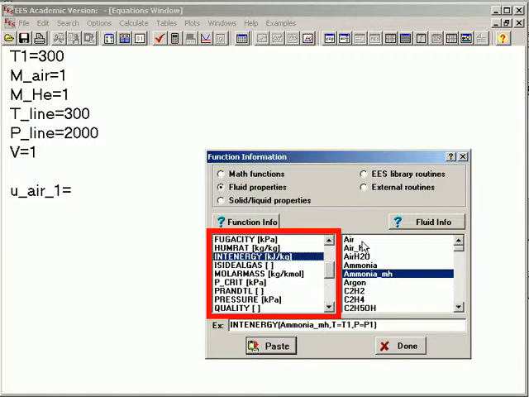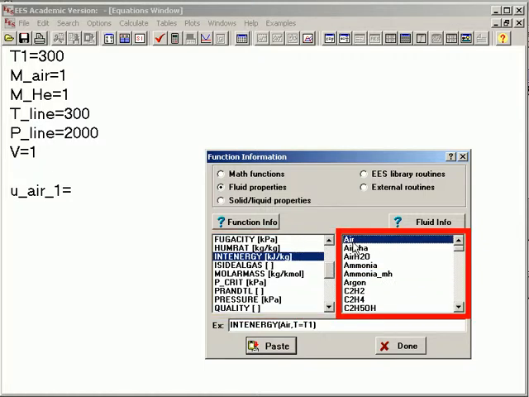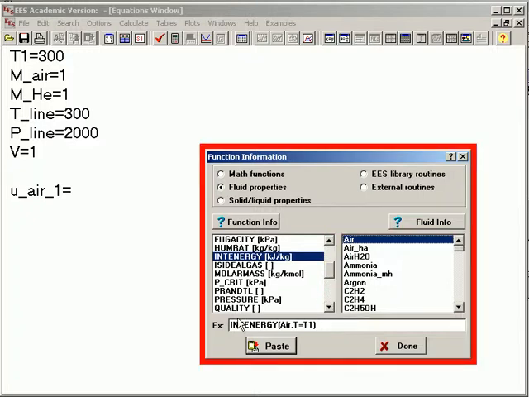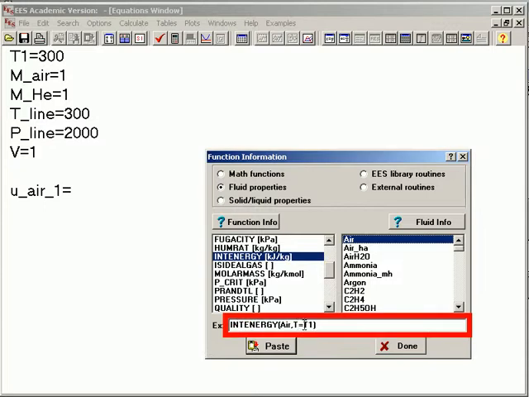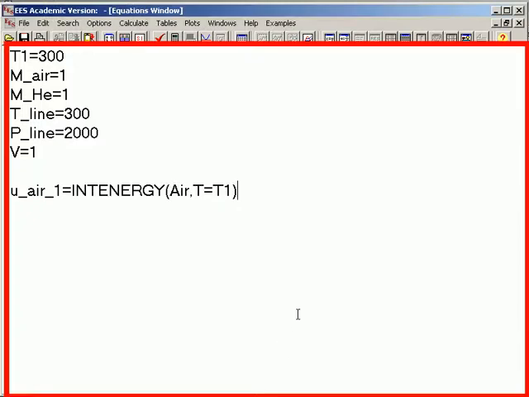That's the function call. The fluid that we're interested in, in this case, is air. And we see then that the function call to give us the internal energy is IntEnergy of air, T equals some temperature T1 here. So if we go ahead and paste that, we're all set. The nice thing, just coincidentally, is that my initial temperature was T1. So indeed, we're going to look up the internal energy for the fluid air at T1, which in our case is 300 Kelvin.